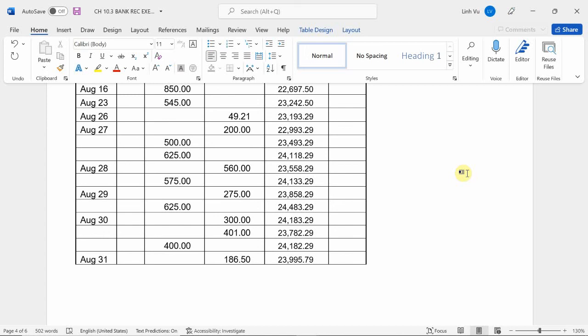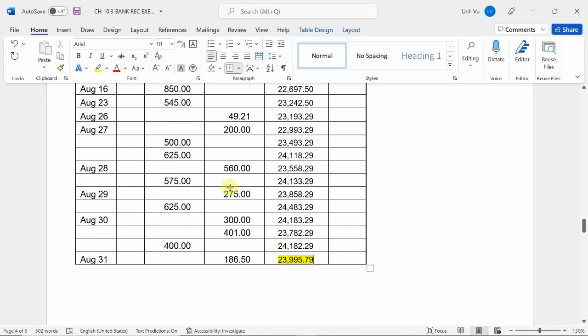I'm not asking you to look anywhere else except the very bottom of your cash ledger. We already went through the checks. We already went through the deposits. I'm asking you, what's my August ending balance in my check register right now? It's 23,995.79. Good, right? That's the ending balance in your cash ledger right now.